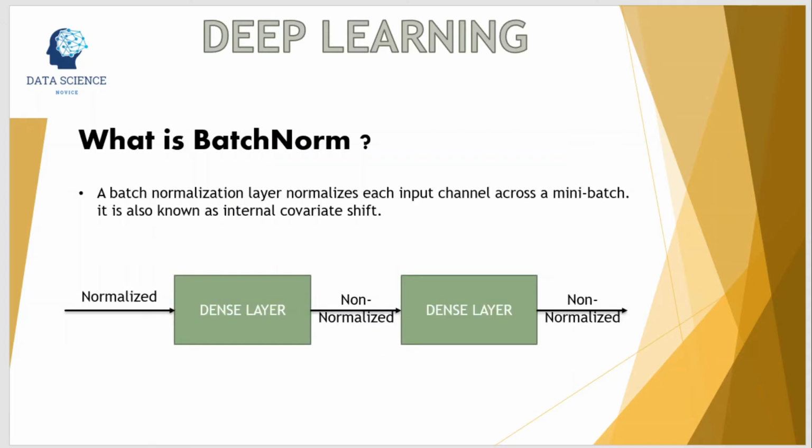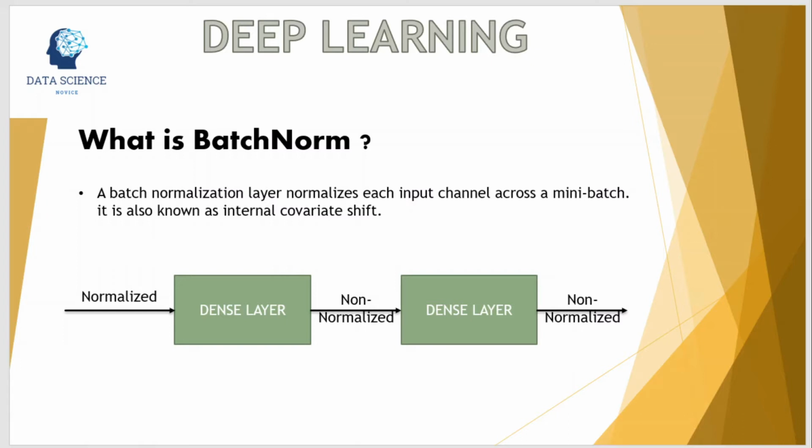So what is batch normalization? Batch normalization normalizes each input channel across a mini batch, and this is also known as internal covariate shift. This has the effect of stabilizing the learning process and dramatically reducing the number of training epochs required to train deep networks. So here's an example of a simple neural network.